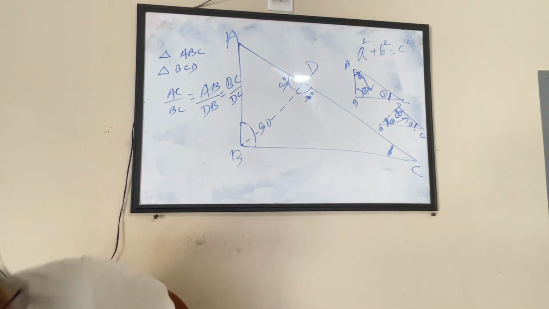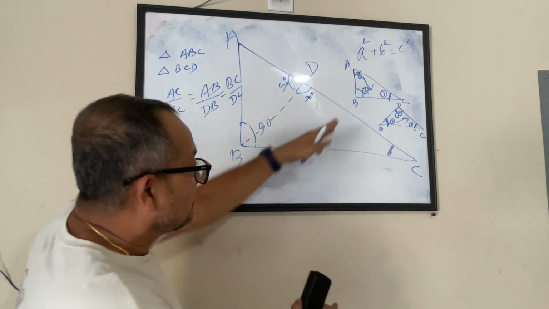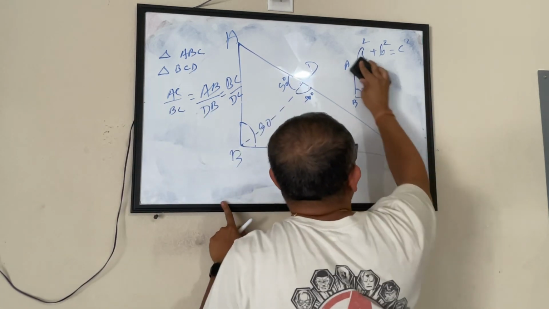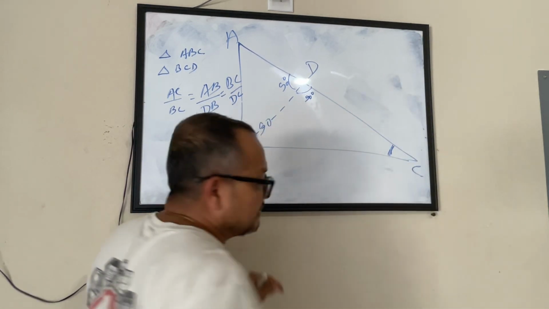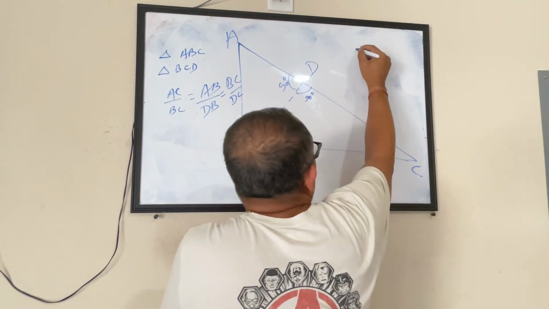Now, here, by taking this small triangle and the big triangle, we found them similar. So, we got this equation. Wonderful. Now, let's look at the second situation. Now, let's look at this baby triangle, meaning this triangle.